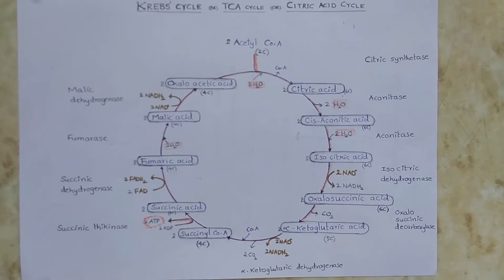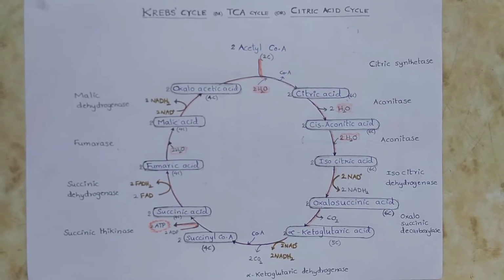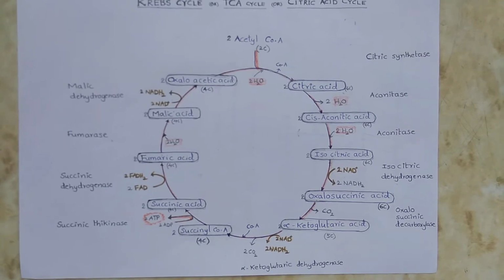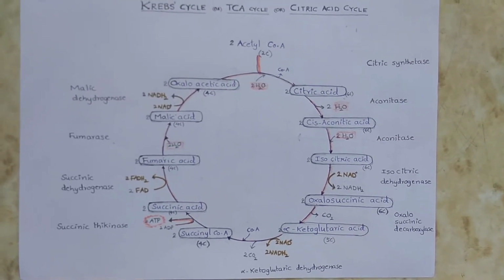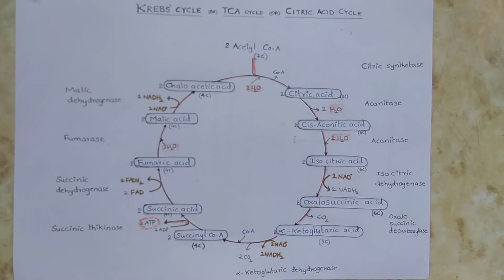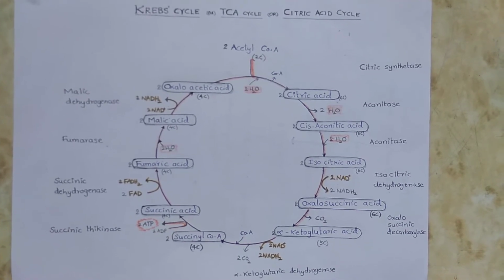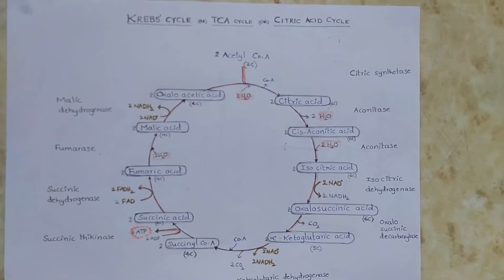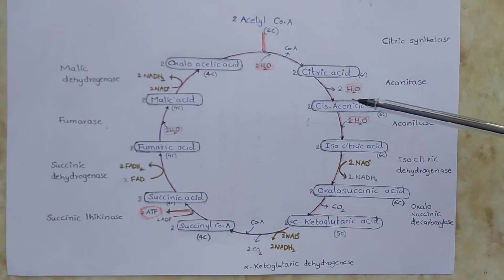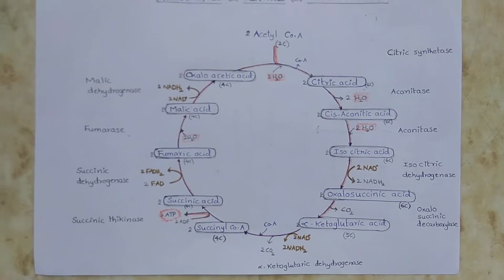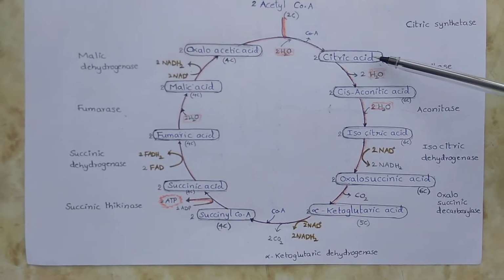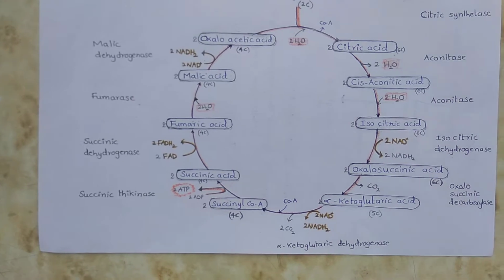Let us discuss the Krebs cycle. It is the third step of aerobic respiration. The reactions of this cycle were studied by Sir Hans Krebs, so it is called the Krebs cycle. It is also called the TCA cycle because many tricarboxylic acids are produced in this cycle. It is also called the citric acid cycle as citric acid is the first stable product in this cycle.